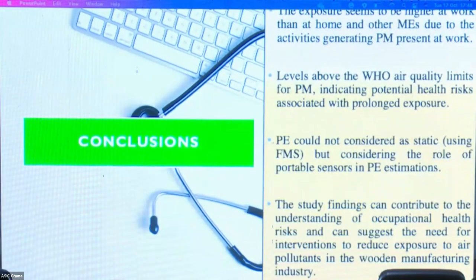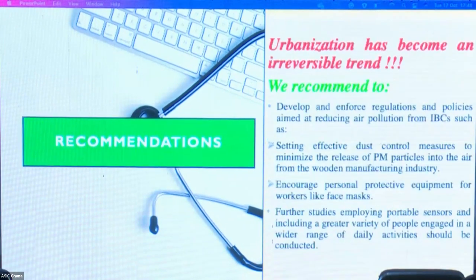So we conclude by what we have seen. Next, please, the last slide. So we recommend, because urbanization has become an irreversible trend, to develop policies aimed at reducing air pollution, of course, but further studies also employing many participants and many activities should be done to know actually how exposure is in urban areas based on many activities that are being done, not only the ambient air. Thank you so much.